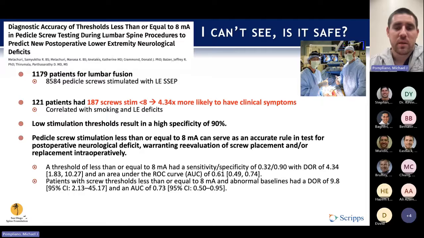So if it is less than 8, recommend checking the accuracy on either repeat fluoro or just redirect the screw. You can always remove the screw, palpate with the sounder, and make sure that you're still in the canal without any significant breach.